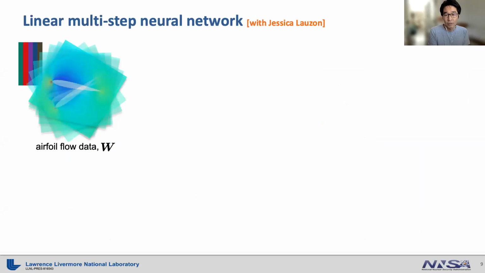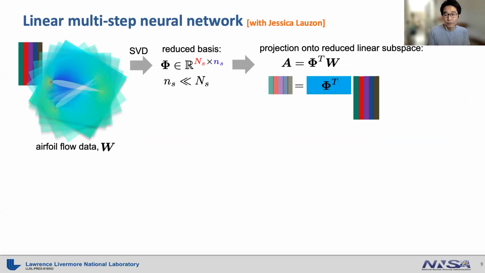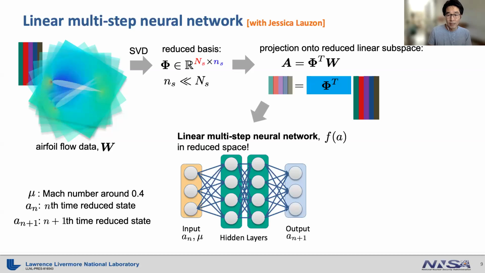The first example I would like to show, the linear multi-step neural network, utilizes the linear compression technique, which is the POD, proper orthogonal decomposition. To demonstrate that, let's say we have airfoil flow data, as you can see here, and we use singular value decomposition to obtain a reduced basis for your state fields. Then we project the original airfoil flow W onto the subspace spanned by the reduced basis and obtain the reduced data A. Then the linear multi-step neural network is trained using the reduced data A.